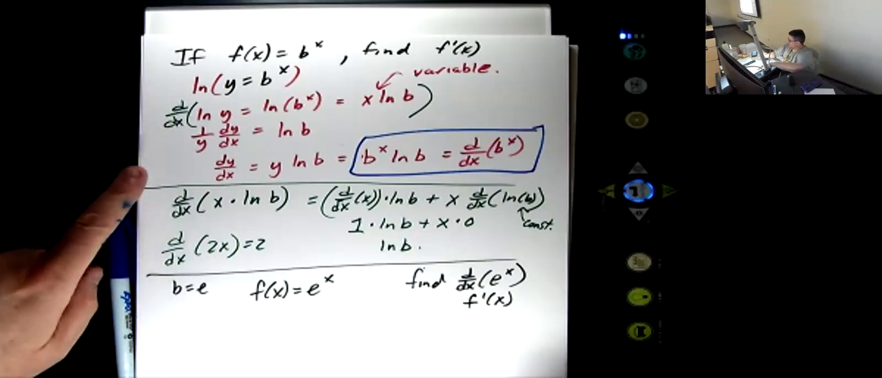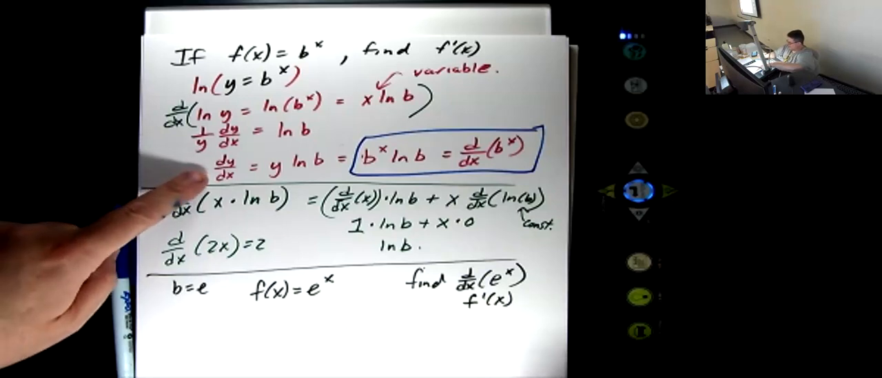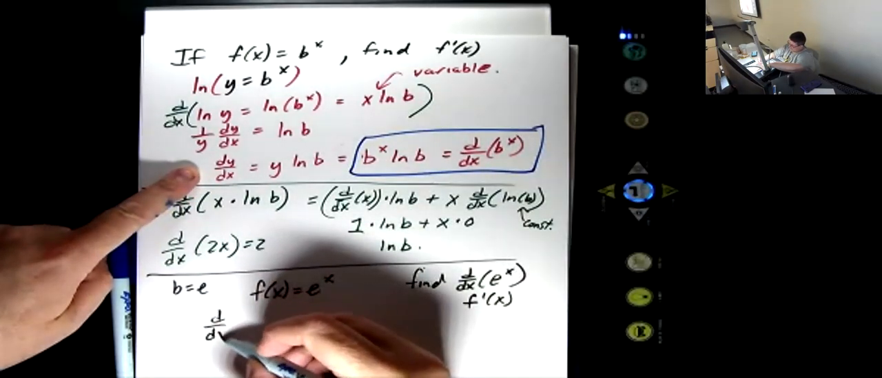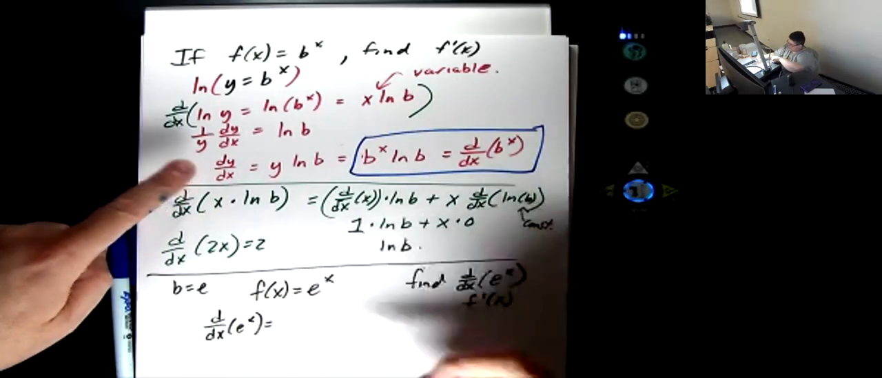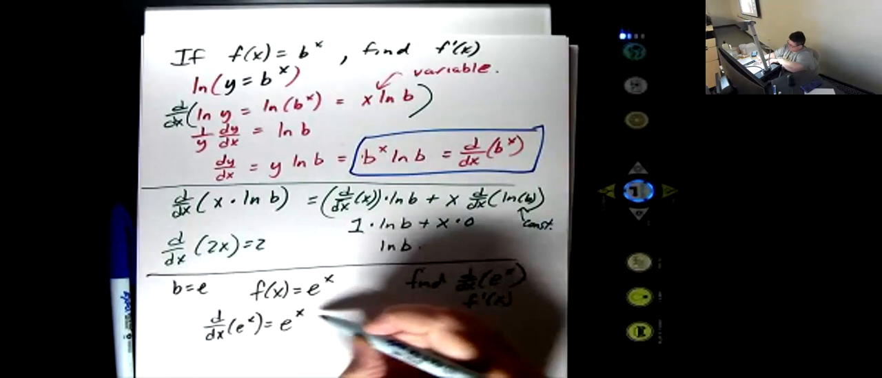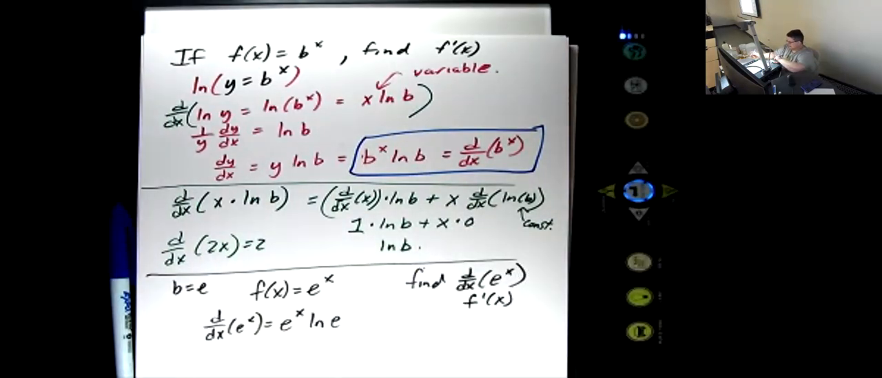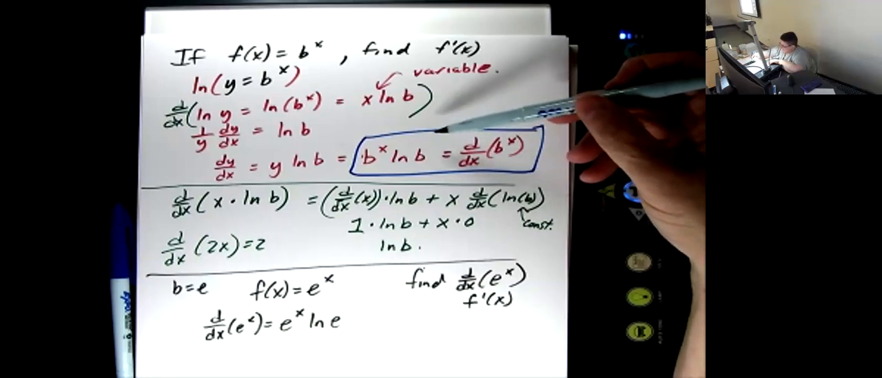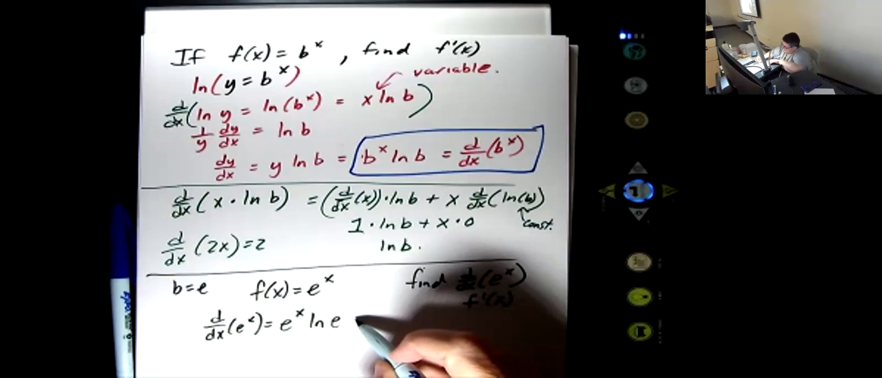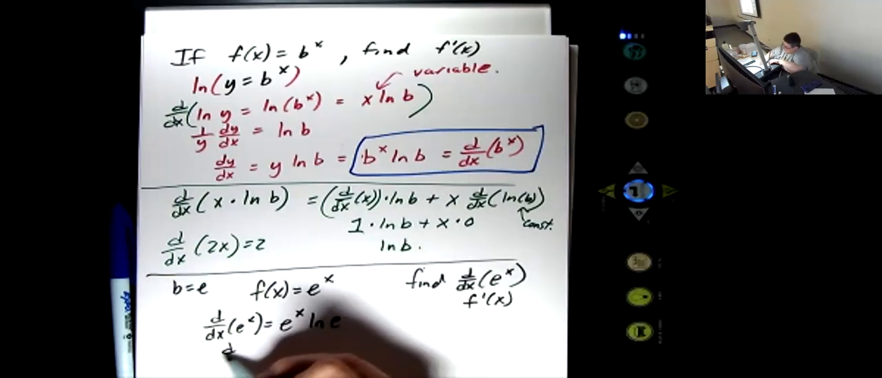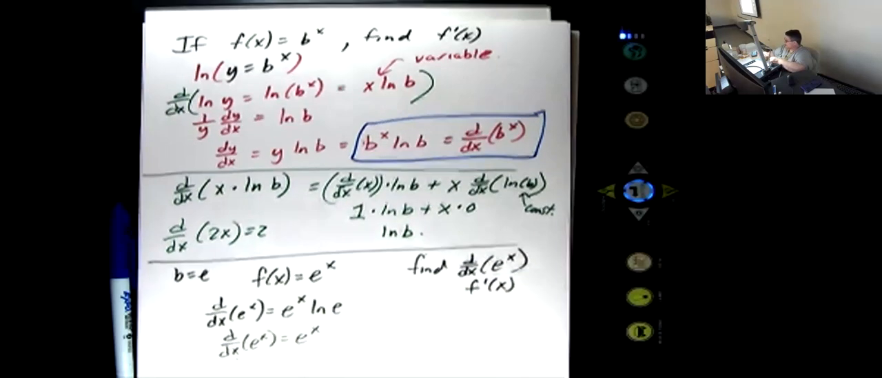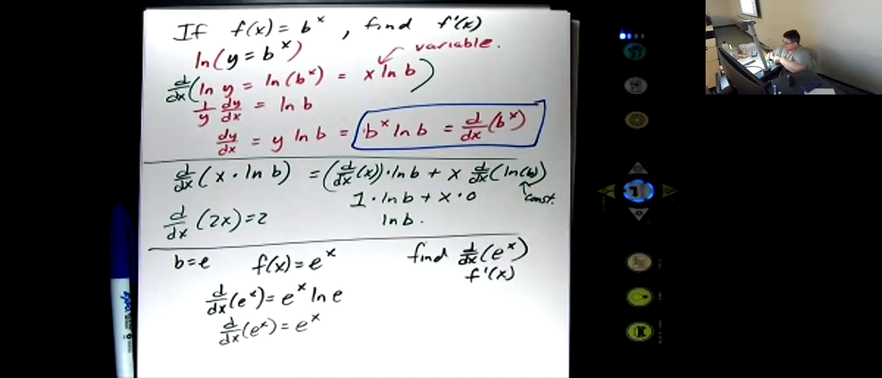We can follow the steps up above, or we can take advantage of this property, b equals e, and say that d dx of e to the x equals e to the x natural log of e. We're just following this pattern, right? This formula right here. But natural log of e is 1. So d dx of e to the x is e to the x. Boom.